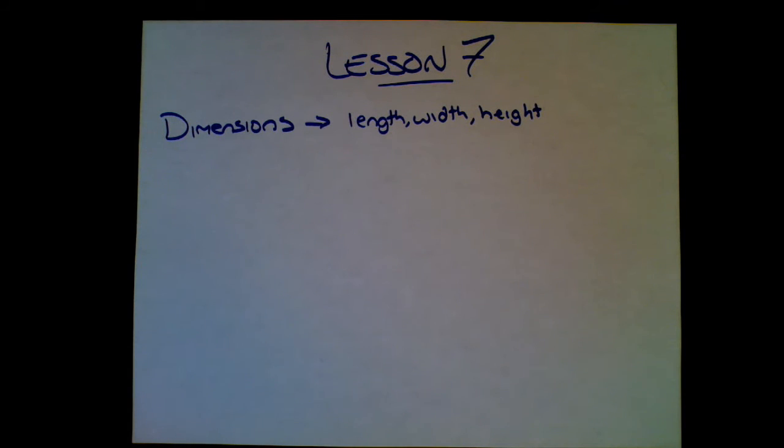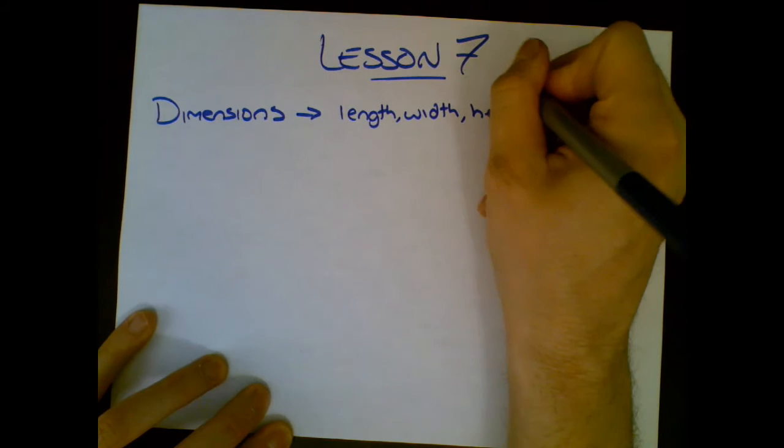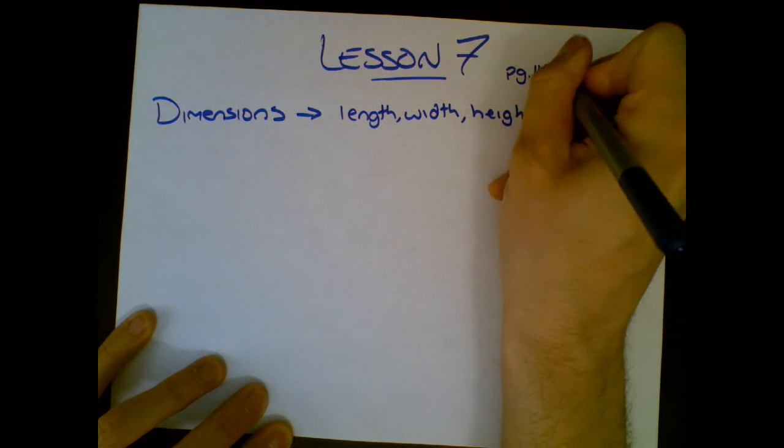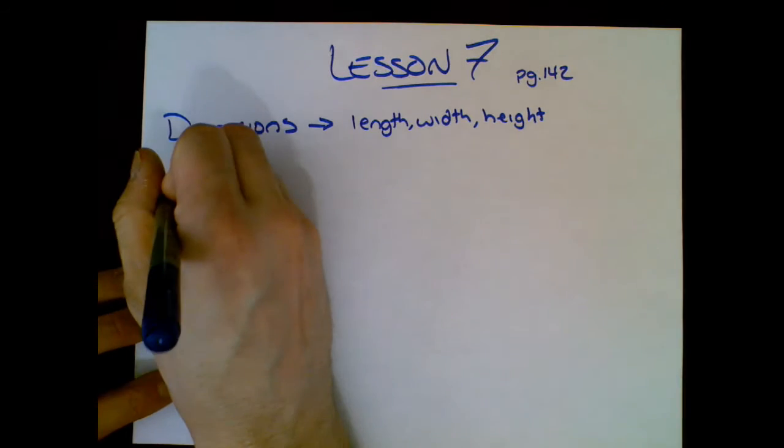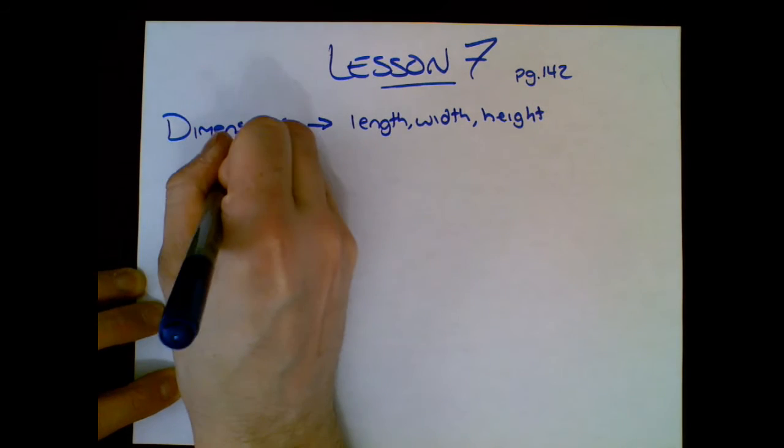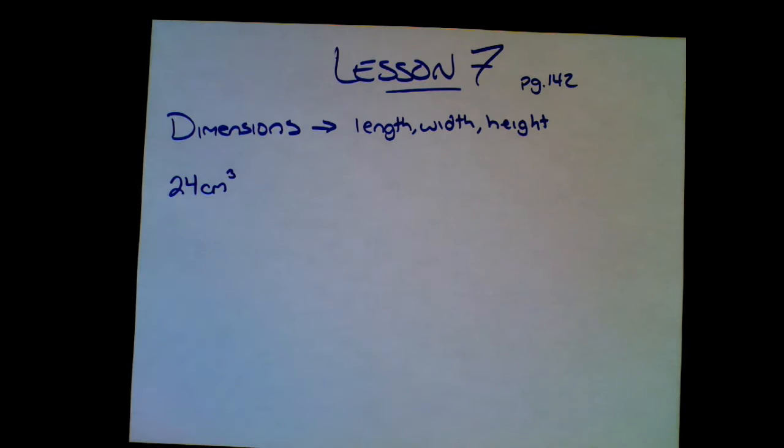So I'm actually just going to work down page 142. I should have that up there if you're not in your textbook. So we're just going to start with that explore question. It says construct as many different rectangular prisms as you can, each with a volume of 24 cubic centimeters. So we're looking for 24 cubic centimeters. How many rectangular prisms can I make?